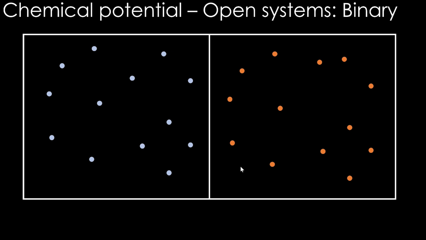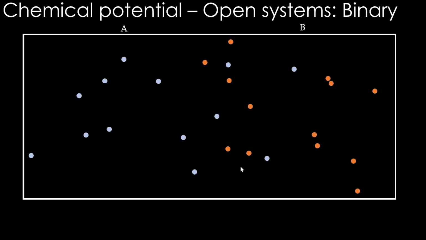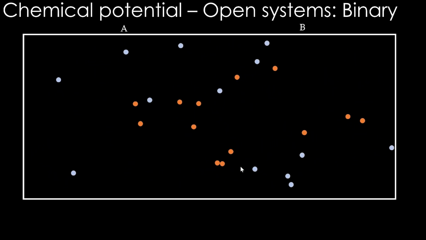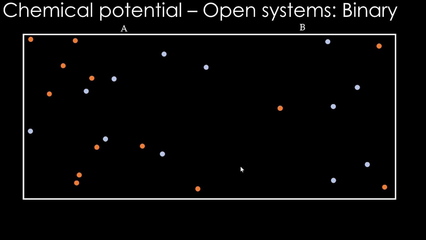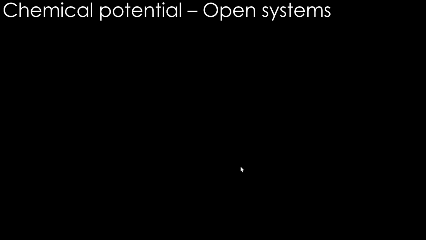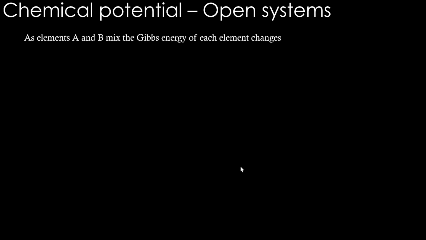If two gases, pure A and pure B, are there, and if you remove the partition between them, they are going to get mixed. So this is, let's say, some ideal gases mixing kind of thing. In this case, will the chemical potential change? As elements A and B mix, the Gibbs energy of each element changes, right?